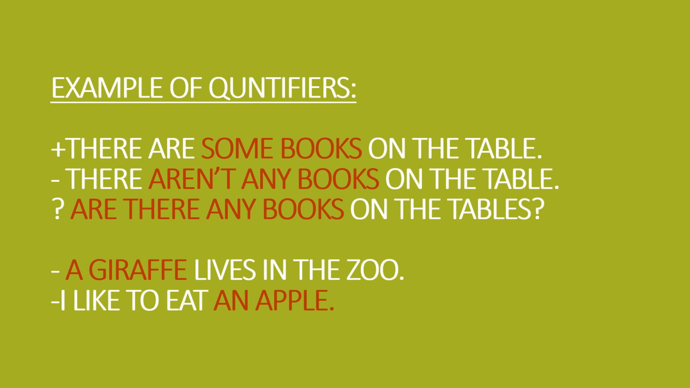The examples of quantifiers about some and any. Some is used for positive sentences, any is used for negative and interrogative sentences. Let's see. There are some books on the table, positive sentence. There aren't any books on the table, negative sentence. Are there any books on the table? Interrogative sentence.